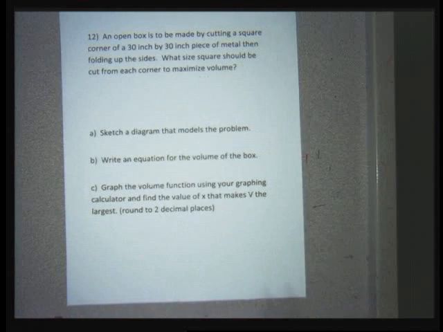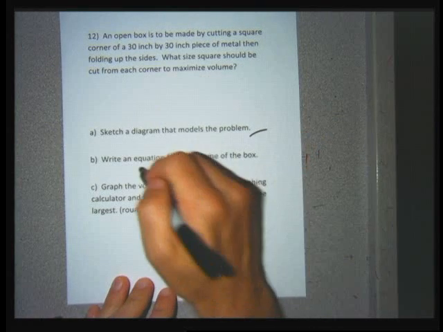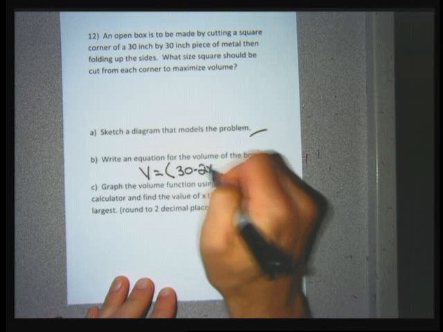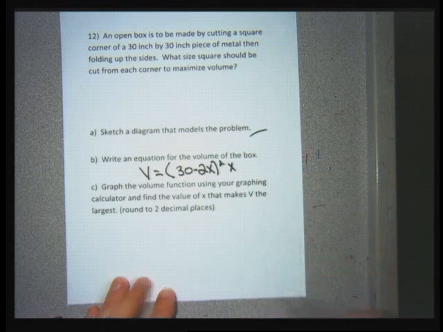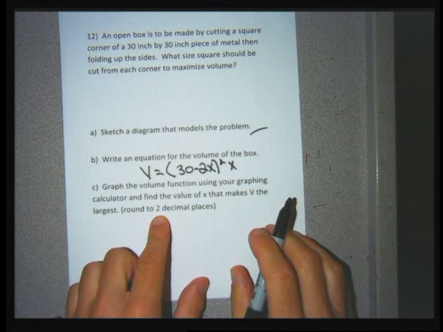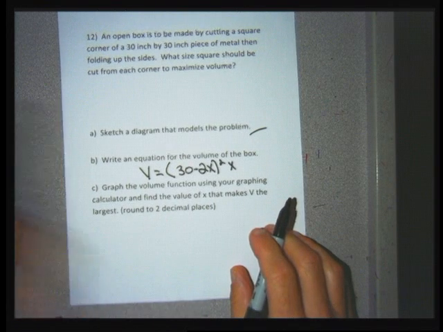So sketch a diagram, did that already. An equation for the volume. Volume is (30 minus 2x) quantity squared times x. I'm going to sketch a graph. I say round to 2 decimal places, which makes me think I'm going to get a decimal answer here.